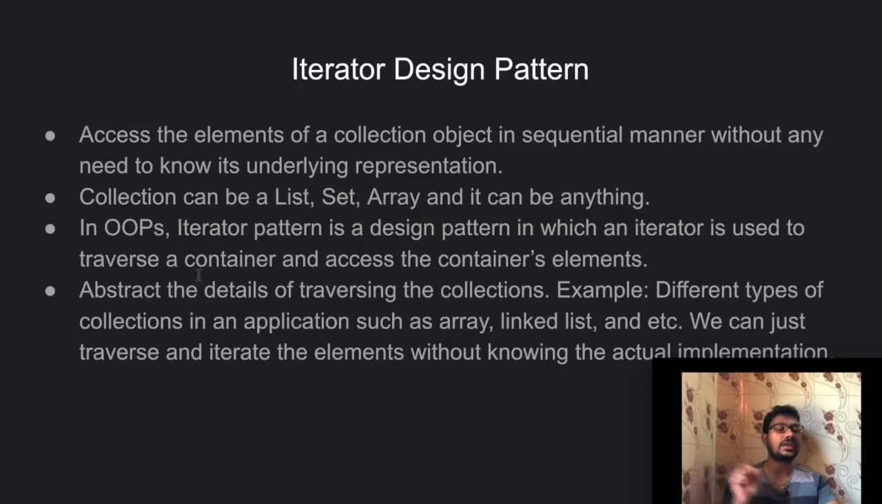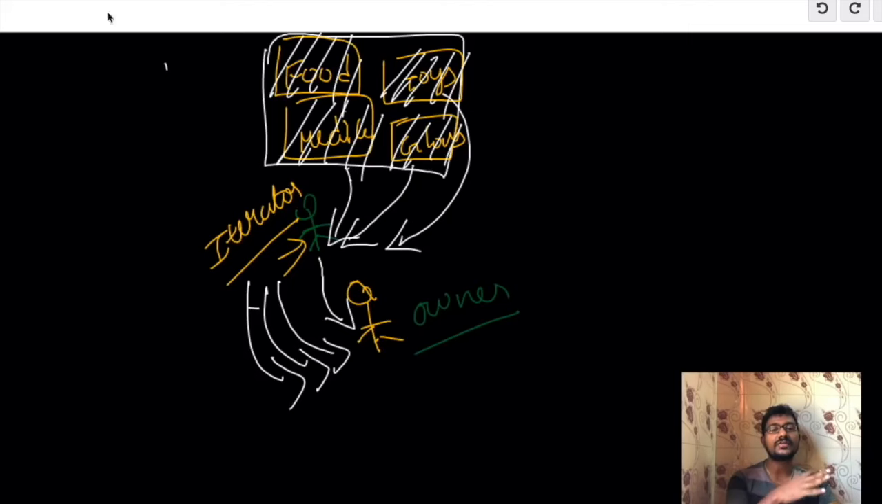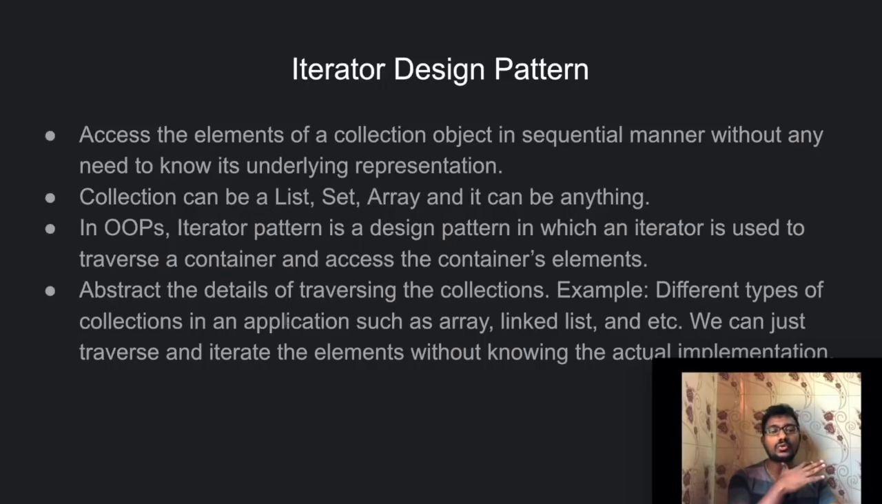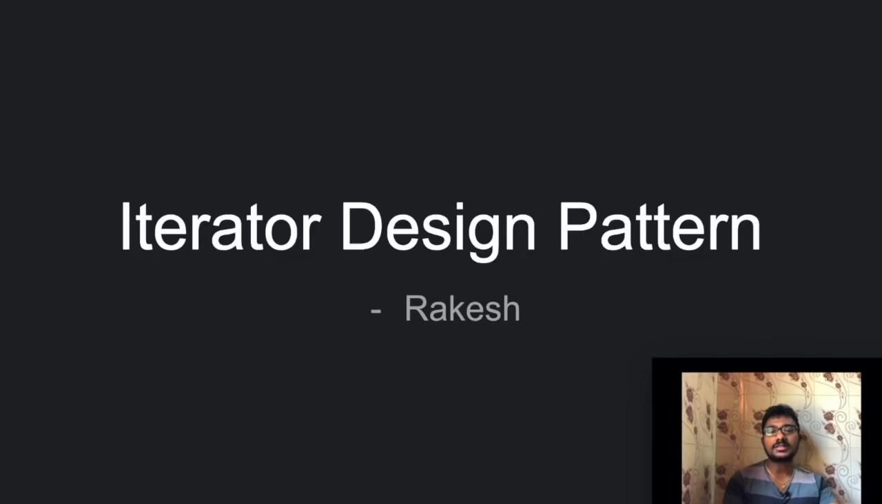Abstract the details of traversing collection. So here the owner has abstracted, this iterator handles those difficulties. This owner doesn't want to know about those difficulties at all. So this is about the iterator design pattern theory, principles, real life examples and real time example. In the next video we will try to cover the iterator design pattern practical implementation using Java.